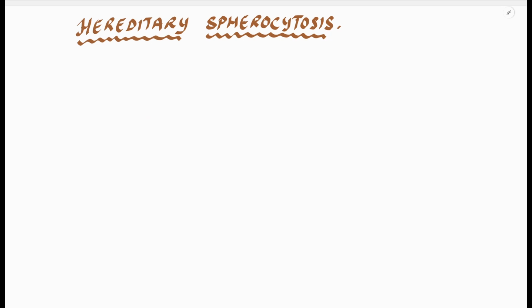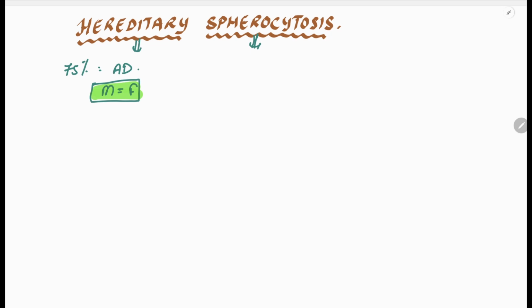Here it is, hereditary spherocytosis. So first let's decode the heading. As usual, hereditary, because it is something like congenital, and in 75% of the cases it is mostly autosomal dominant. Autosomal dominant means it occurs equally in both male and female. That is one thing that you must remember.